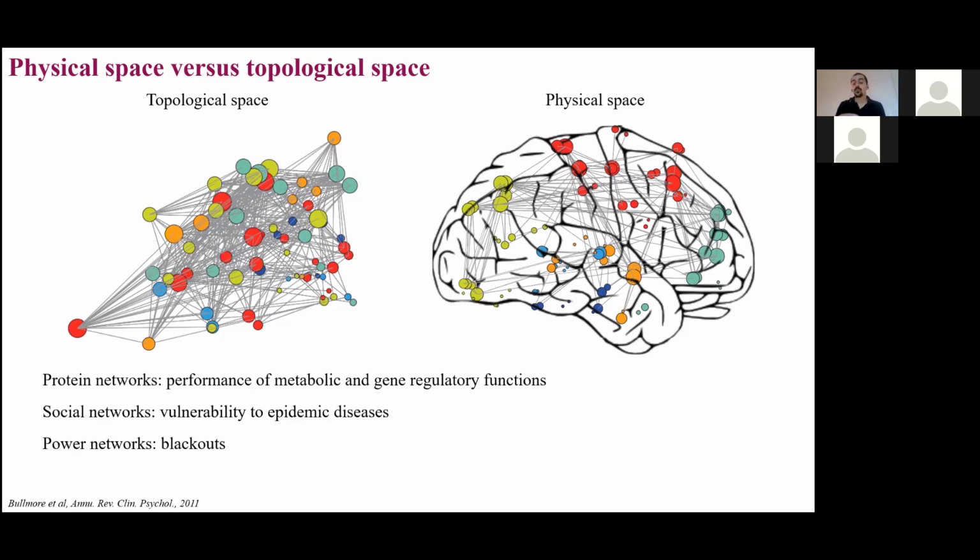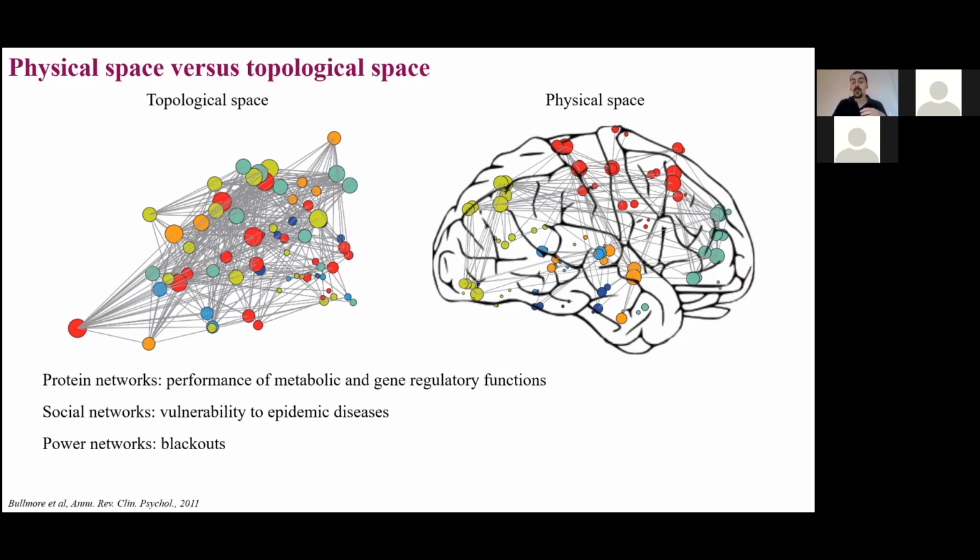Now, while it seems that the physical space is important, there is an interesting caveat: for most of the networks that can be taken to be in a physical space, it has been shown that it is their topological performance that is more important when you are trying to infer how the network is going to behave. For example, in protein networks, topology determines whether some functions of metabolism and gene regulation work. Then you have the social networks.